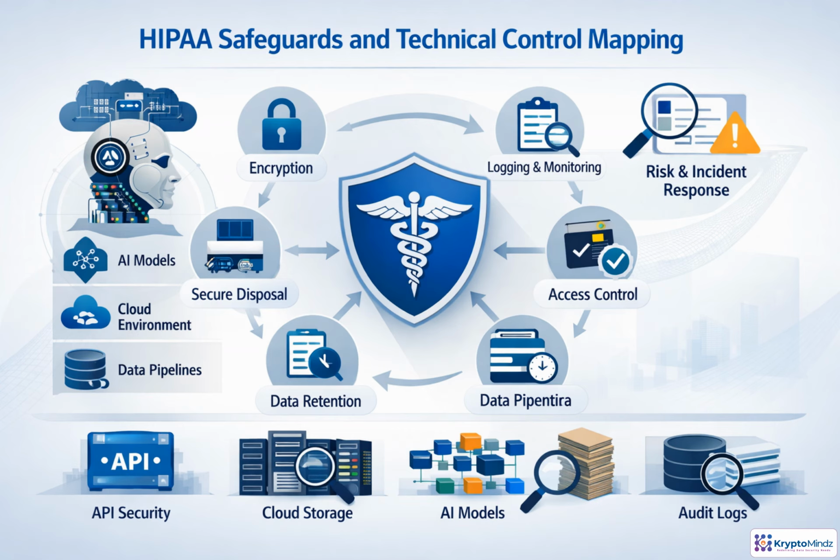In this topic, we'll turn HIPAA safeguard expectations into practical technical controls for AI systems that handle PHI. We'll connect encryption, access, logging, retention, and disposal to cloud platforms, APIs, models, and data pipelines, so compliance becomes operational, measurable, and auditable.